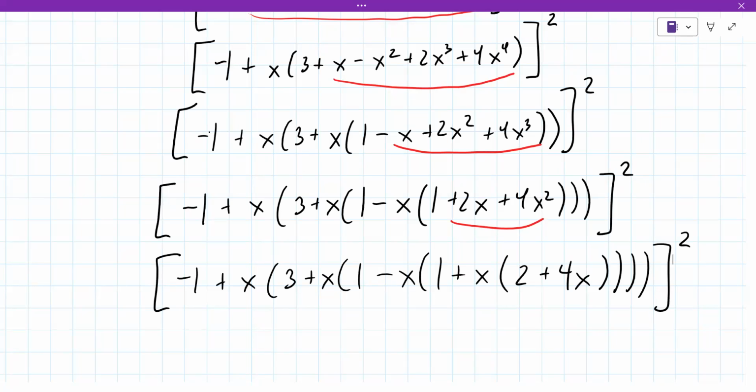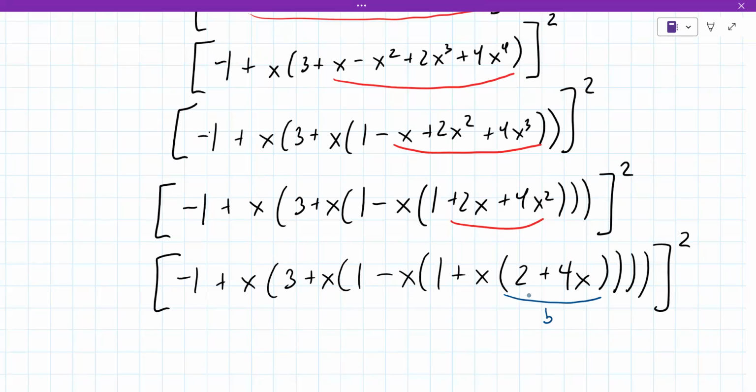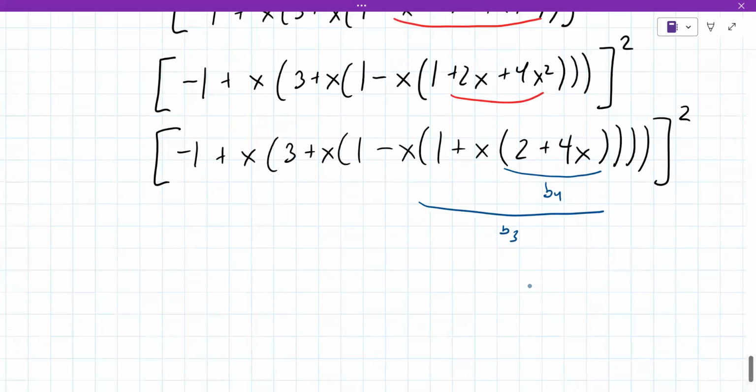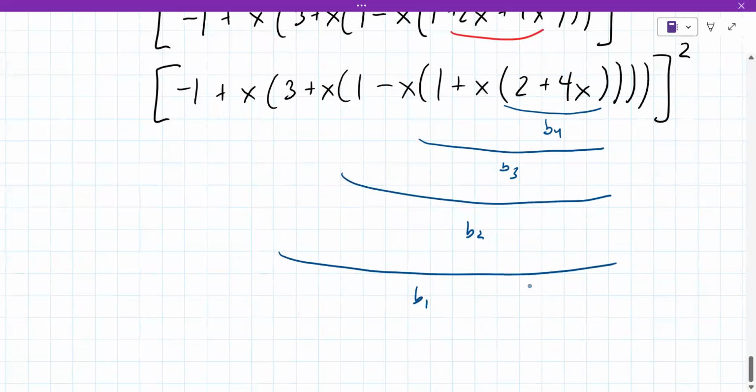Yeah, so there's the way the teacher is calling it. 1, 2, 3, 4, 5. Okay, so this is B4. This is B3. This is B2. This is B1. And then this last thing is B0 is the idea.